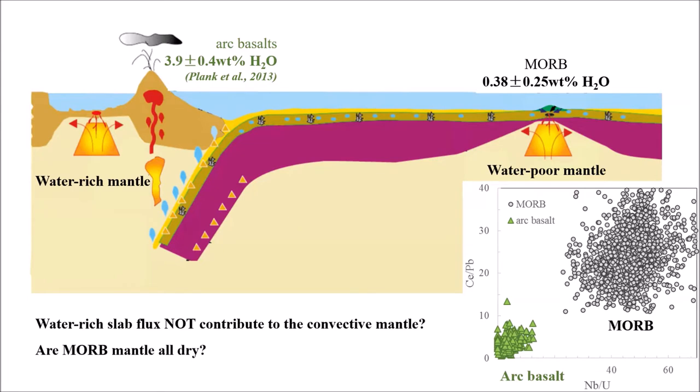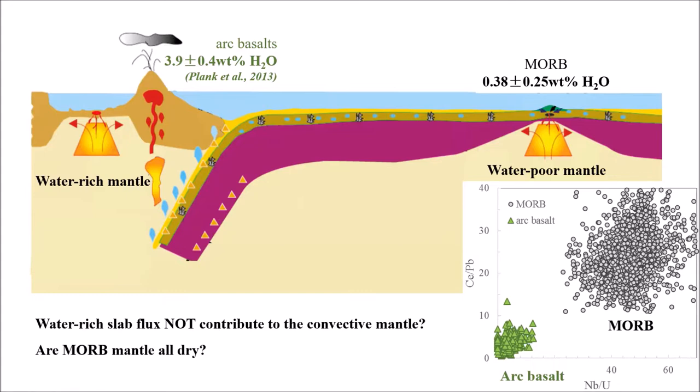Arc basalts are also enriched in typically fluid-mobile elements, such as lead and uranium. So if we plot global MORB and arc basalts in this diagram of canonical ratios, we can see clearly two distinct groups over here. Can you see my mouse over here? Okay. These two groups have no overlap. Such a division implies that there is a highly efficient net filter in the subduction zones, where the water-rich slab flux would not contribute to the convective mantle.